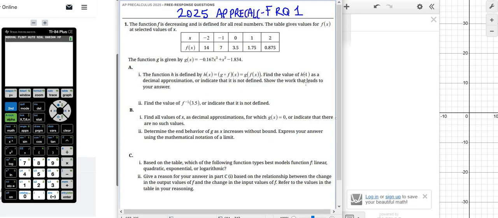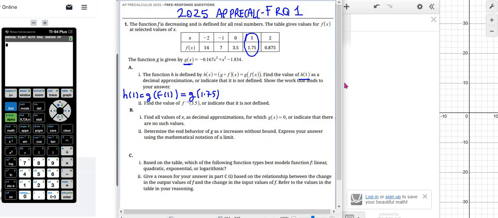Part A, I is asking the value of h of 1. The h function is defined as g composition f. So we can rewrite h of 1 as g of f of 1. From the table, f of 1 is equal to 1.75. So h of 1 turns into g of 1.75, and all we have to do is plug this input into our g function here.